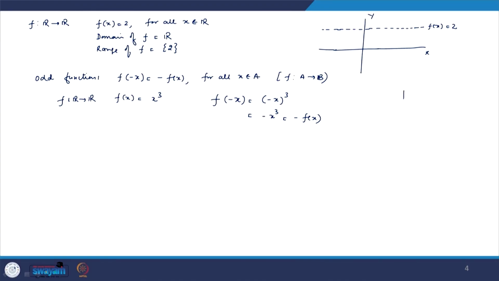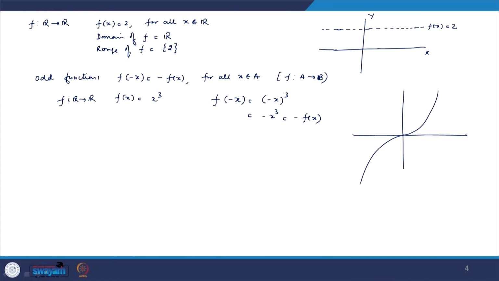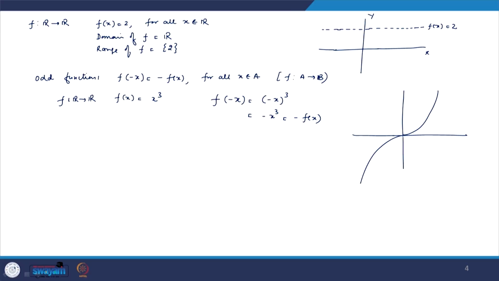So, what is the property of an odd function? Graphically, how can we visualize whether the given function is an odd function or not? To visualize this, simply draw the graph of the function. The graph of x cube is something like this. It is symmetrical about origin. If you take 2 points from origin and interchange them, it will give symmetrical about origin, okay, like this.